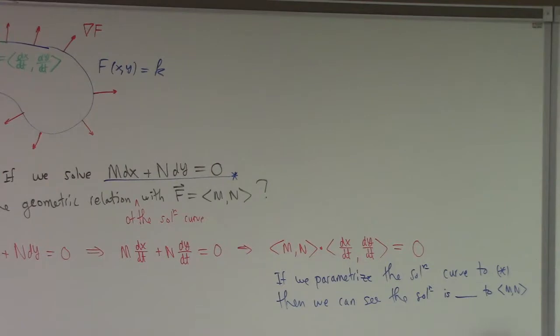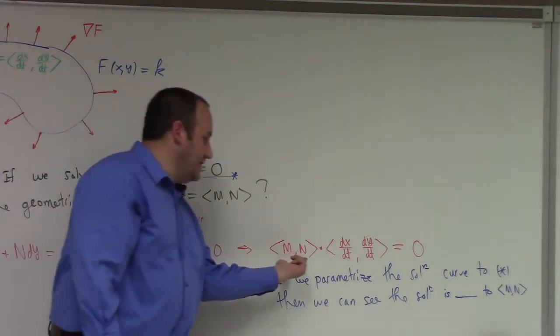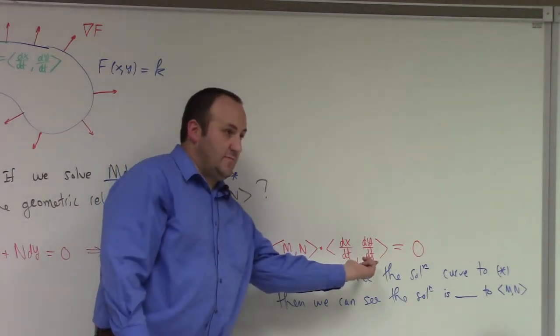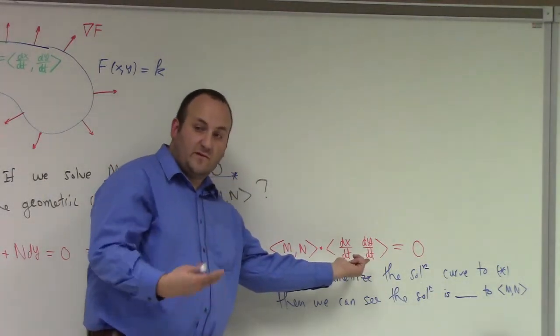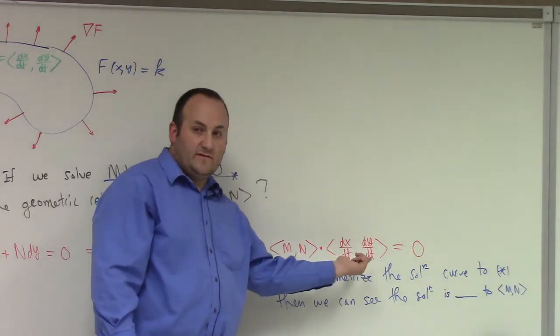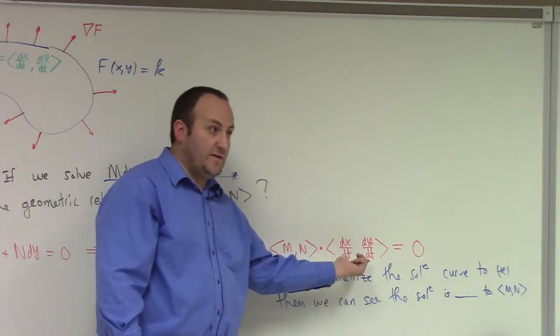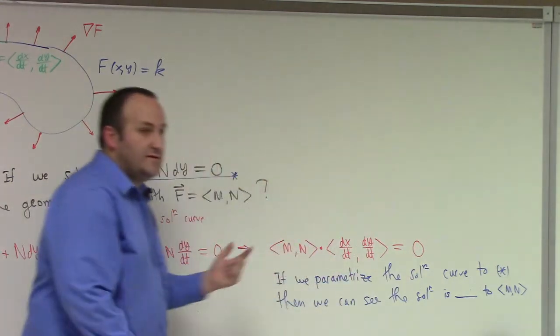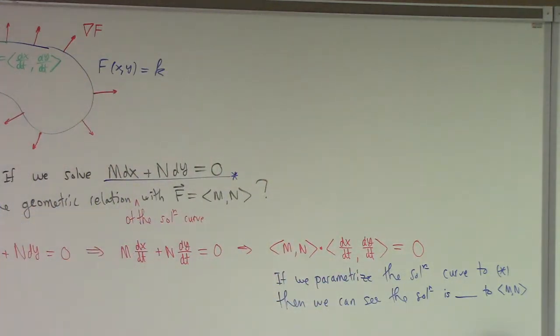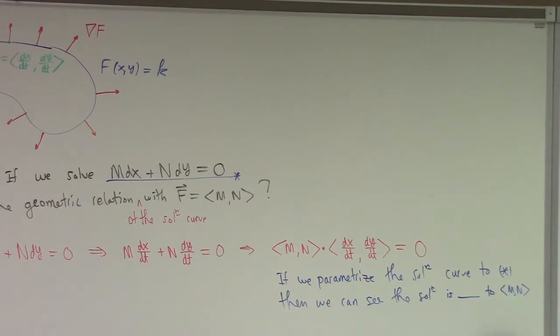That's what I'm tempted to think of naively, that they're parallel, but that's not the case, right? This shows that the dot product of m comma n and the velocity of the parameterization of the solution curve, which reveals its geometric nature, reveals the direction of the solution curve. It says it's perpendicular to the vector field. That's what that says. Let's try it out.